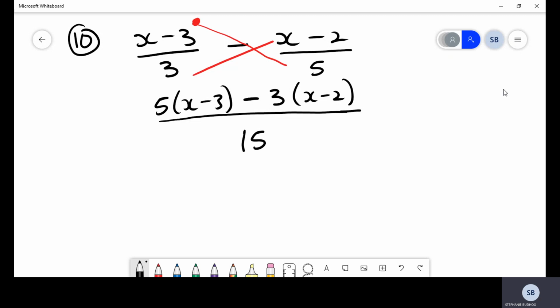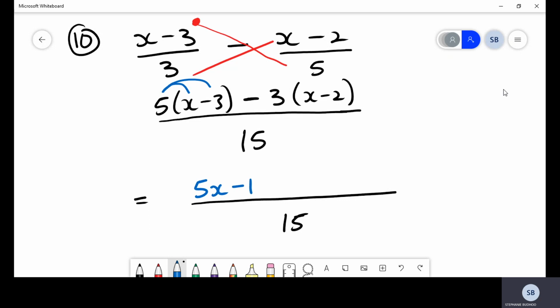So remember I said from the question before, you want to try to simplify your numerator by expanding brackets and leave your denominator alone. So expanding that numerator, we will get 5 by x gives us 5x. And 5 by negative 3 gives us minus 15. Then we have minus 3 by x gives us minus 3x. And then minus 3 and minus 2 gives us positive 6.